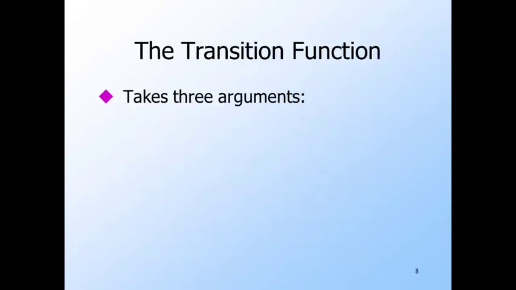The transition function for a PDA has three arguments. The third argument is the symbol at the top of the stack. First comes a state, as for finite automata.